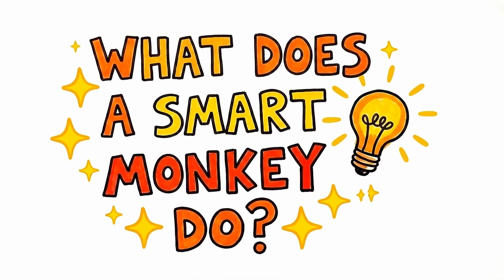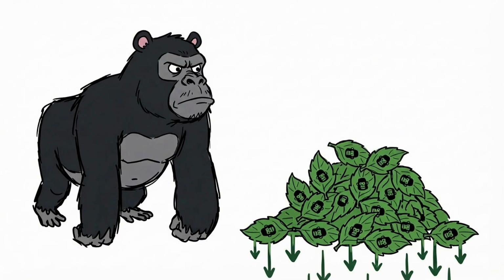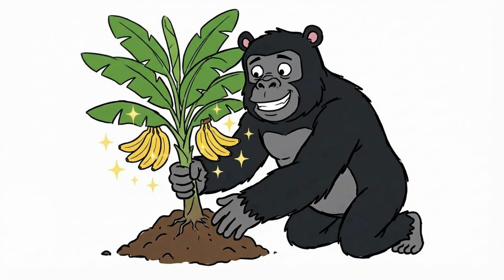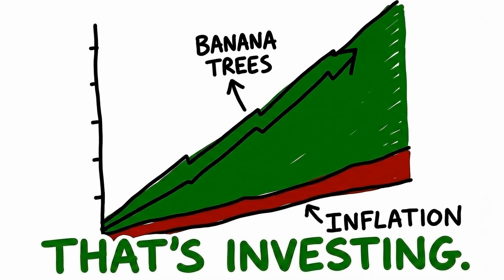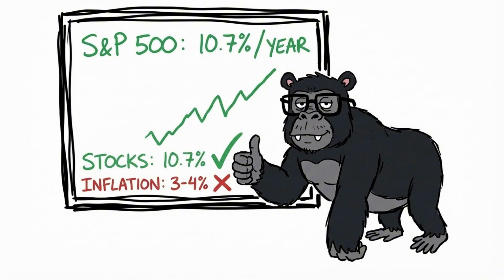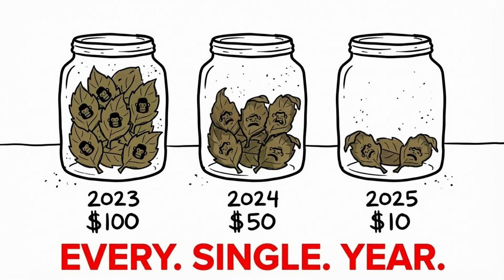So what does a smart monkey do? He doesn't just sit on a pile of leaves, because leaves lose value every single day. Instead, he plants banana trees. Banana trees grow more bananas, and that value grows faster than inflation can eat it. That's investing. Since 1957, stocks in the US have returned about 10.7% per year. Inflation averages around 3 to 4%. So if you invest, you're outrunning inflation. If you just hold leaves, you're falling behind every single year.